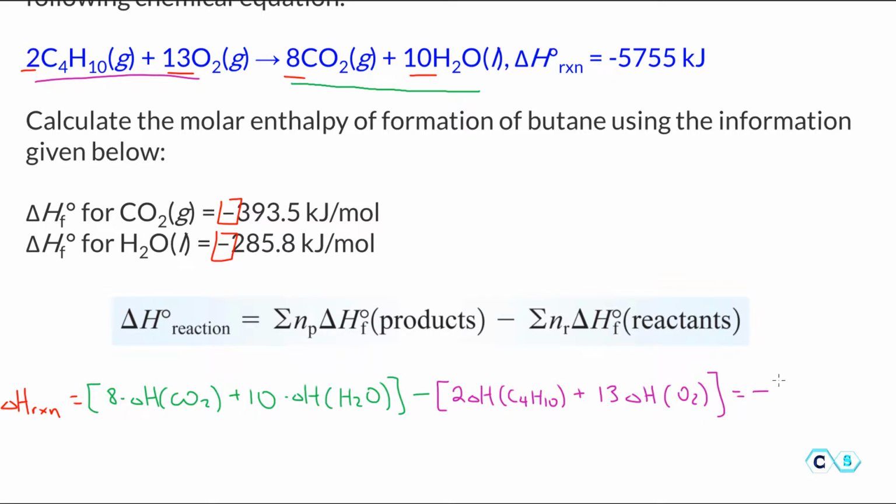So we have negative 5,755 kilojoules. That's how much energy is released from this reaction in this exact amount of moles of reactants and products. One thing that we learned in the previous video is that the enthalpy of formation of oxygen is 0 because that's the elemental form of oxygen. And so we just cancel it out here.